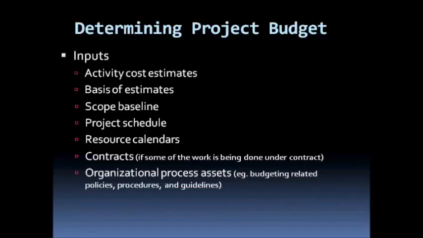What documents do we need to make reference to here in determining the budget? Our activity cost estimates, the key input, with the basis of estimates and the scope baseline. Then the project schedule, resource calendars, contracts. If some of the work is being done under contract, we need to consider that in coming up with the budget. Then we'll make reference to organizational process assets, for instance, budgeting related policies, procedures, and guidelines.